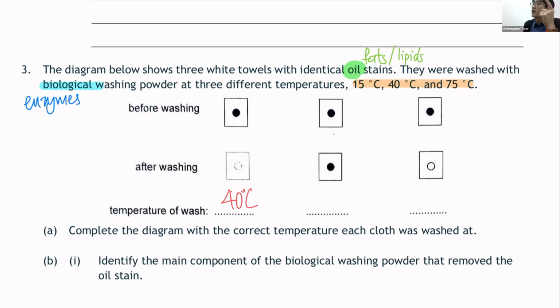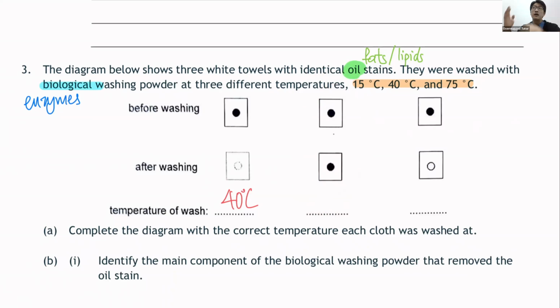Which one do we go for, the 15 or the 75? Second is 15 or 75? This one, 15 or 75? Why 75? Very good. Very important. Above optimum, denature. D for denature, D for die. Enzyme cannot function already, so it remains stained.